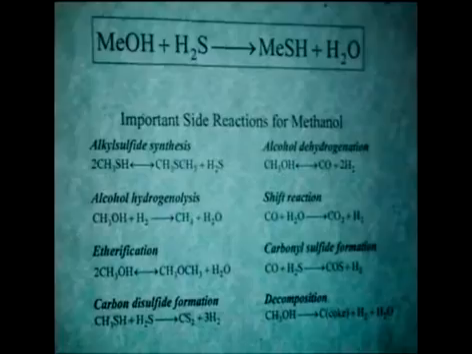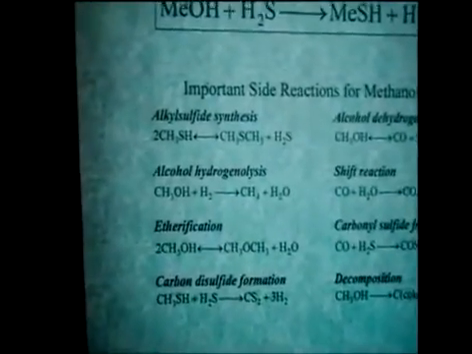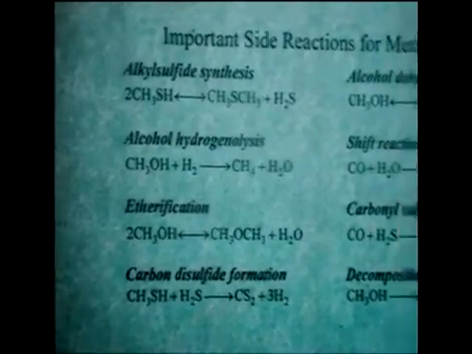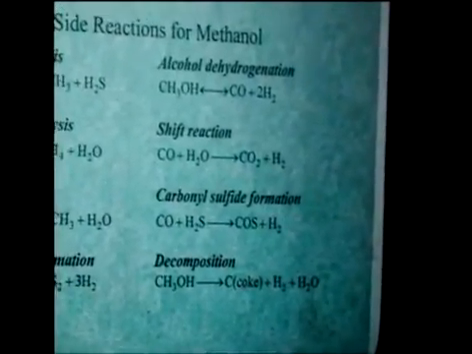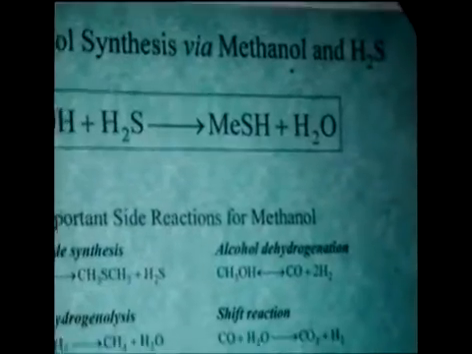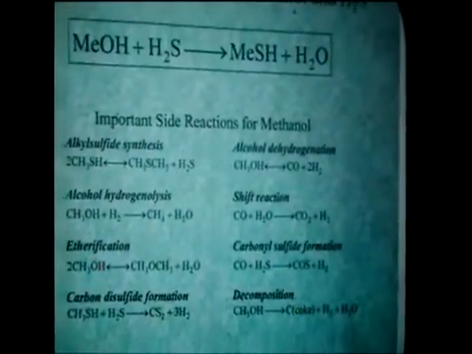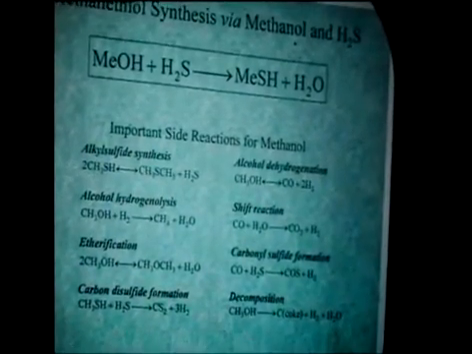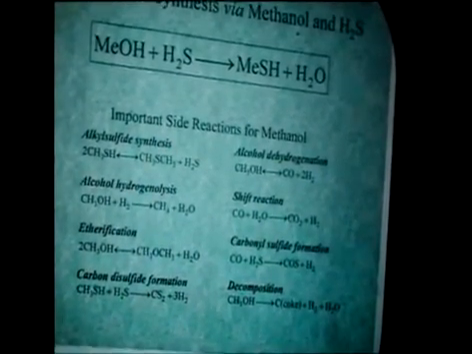So what we've looked at, in particular, is methanethiol synthesis, starting with methanol and hydrogen sulfide over these materials. The first three reactions are side reactions to the main reaction: alkyl sulfide synthesis, hydrogenolysis of the alcohol, and esterification. These are the main side reactions reported in the literature over cobalt, molybdenum catalysts, and others similar to the HDS catalyst families. So these are the only really important side reactions reported in the literature.